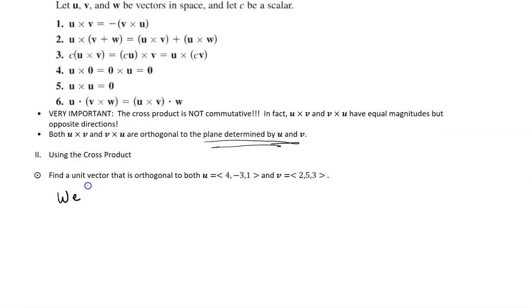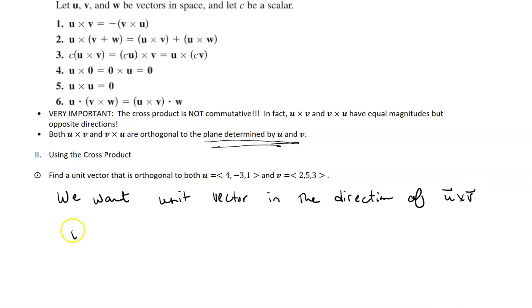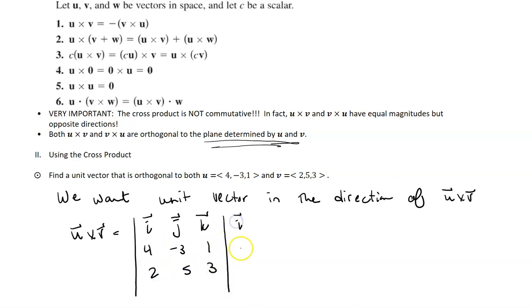So we're going to first find u cross v, and then we're going to find the unit vector in that direction by dividing by its magnitude. So u cross v, copy down our i, j, and our k. We'll have 4, negative 3, 1, and 2, 5, 3. Copy down the first two columns.